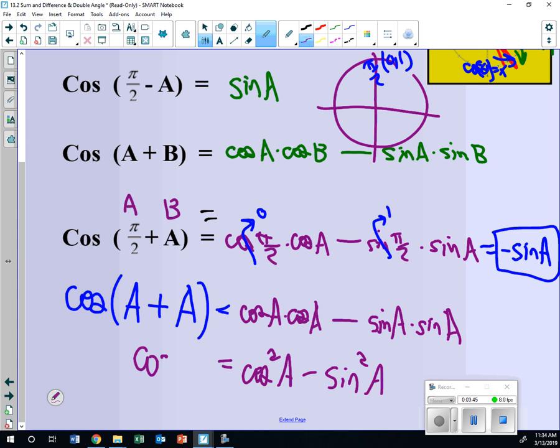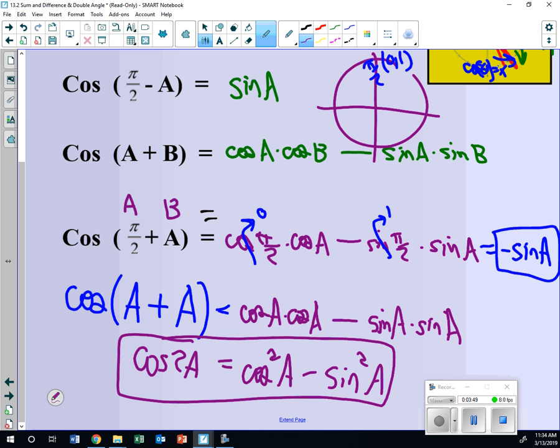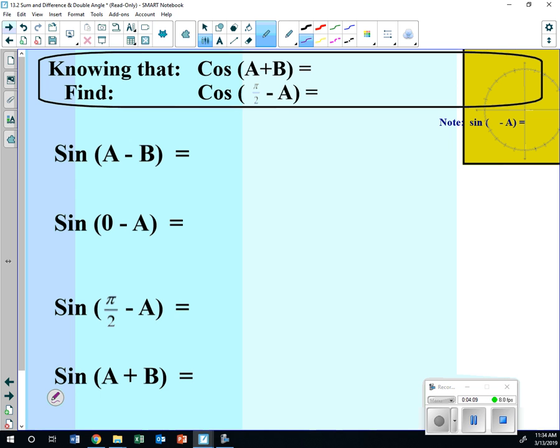This is the cosine of 2a, which is called one of the double angle formulas that you're going to be responsible for. You put a box around that, and then put a star, and then circle the star and put a triangle around it. That's how important that one is. Next, we're going to prove some more. Oh, it doesn't end there.